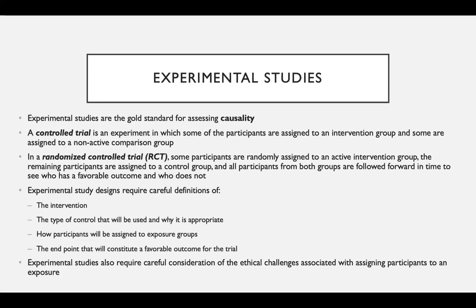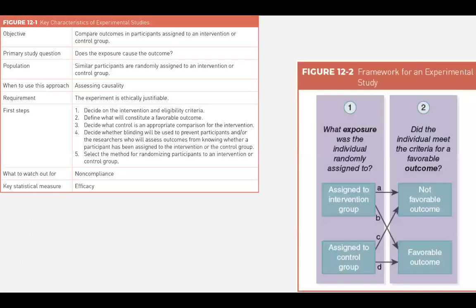So if we're doing an experimental study, the intervention, the types of controls, how people are assigned to different groups, the endpoints, right, all have to be very carefully designed and very carefully constructed, because at the end of the study we're basically going to say this does or does not lead to this outcome, which is a pretty strong statement to make. So we're looking for causality.